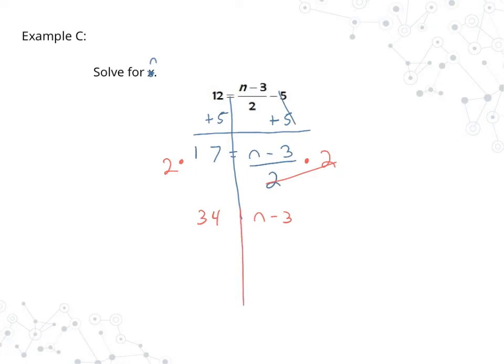So now I'm left with just a simple one-step equation, n minus 3. To get rid of that minus, I'm going to add 3 to both sides because that's the inverse operation. Bring down my n. 34 plus 3 is going to be 37. So my answer is going to be n equals 37.